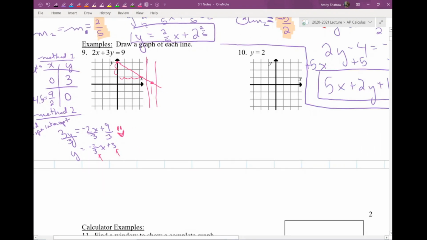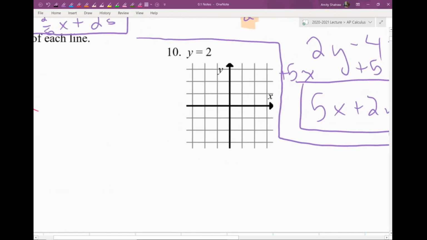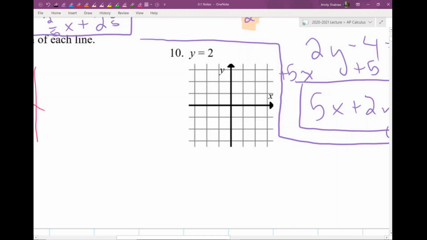All right, last example here, and this is going to go too fast. Remember what I said in the freestyle. y equals 2 lives right here. It's a horizontal line, and y always has to be 2, and that's how I get my horizontal line. Okay? All right, we are done with this section.